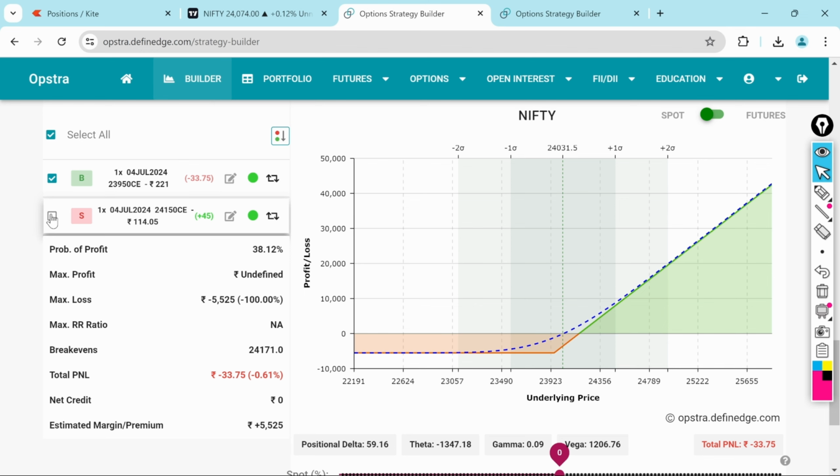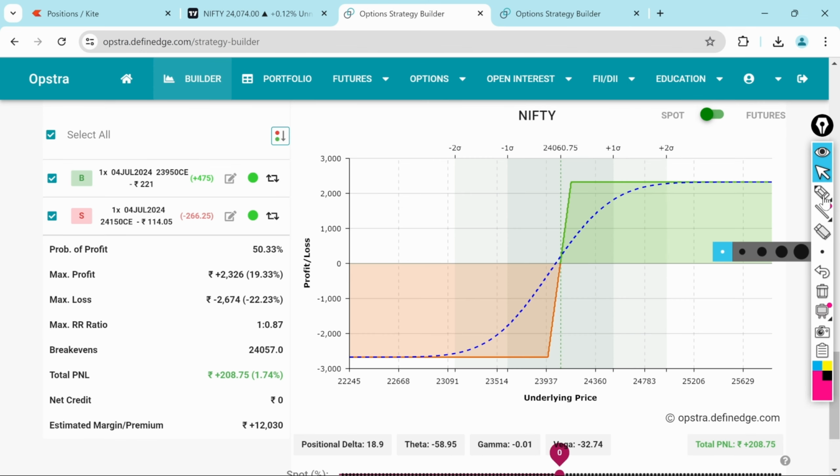So if I switch back to the debit spread, then what will happen? Here we can see directly the maximum loss is there, right? It has come down from 5,500 something to 2,600. That is 50% reduction in our maximum loss. Okay. Maximum profit in this particular trade is that 2,300. So this is the disadvantage of the debit spread.